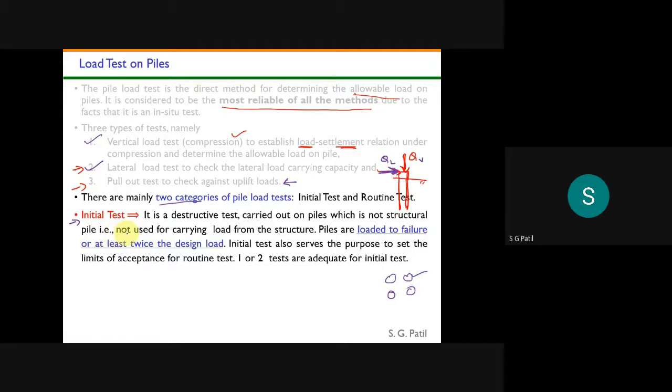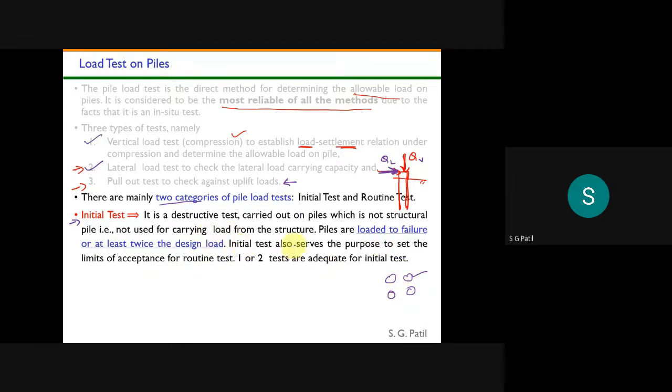So that it is not used for carrying the load from the structure. Okay, that's also I covered. The piles are loaded to failure or at least twice the design load. So either you apply the load on these selected piles until it fails, or you apply twice your design load. Whatever design load is there, double that load you apply.